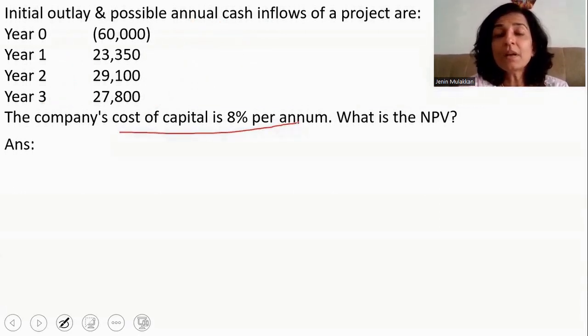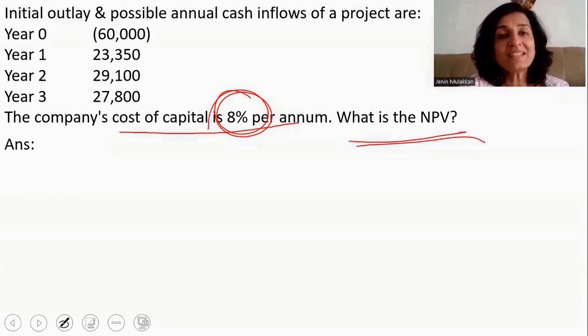What was cost of capital? Cost of capital is the return that we have to give to the lenders and the equity shareholders, which means that for any investment opportunity, this is the minimum return that we should generate. What is the net present value?